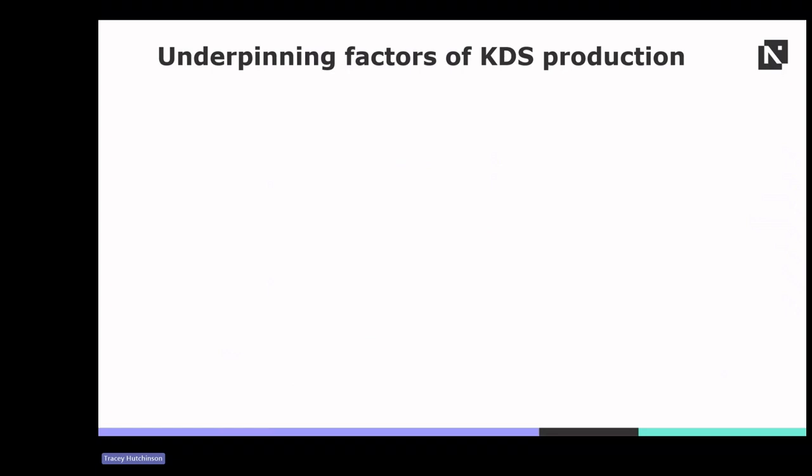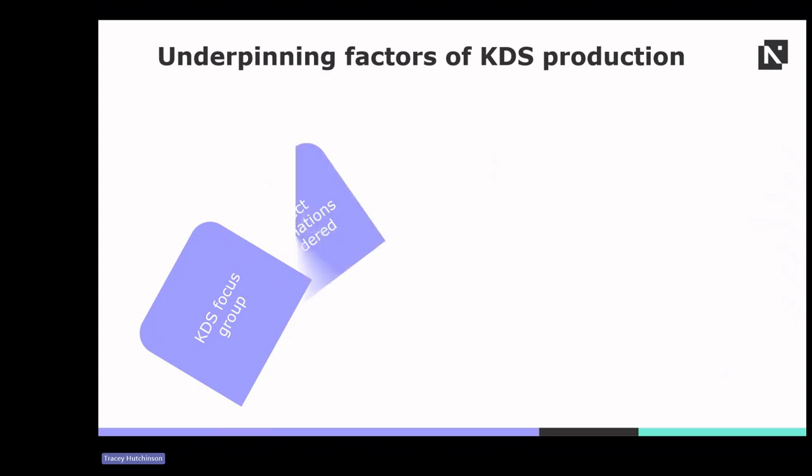So what are the underpinning factors that influence the KDS production? Before construction of the KDS takes place each year, a KDS focus group comprising members from key internal stakeholder teams is created with the express intention of contributing and advising on the development of the KDS. When deciding upon the dates for any individual assessments, the focus group will consider subject combinations using statistical data from previous series and feedback from providers.